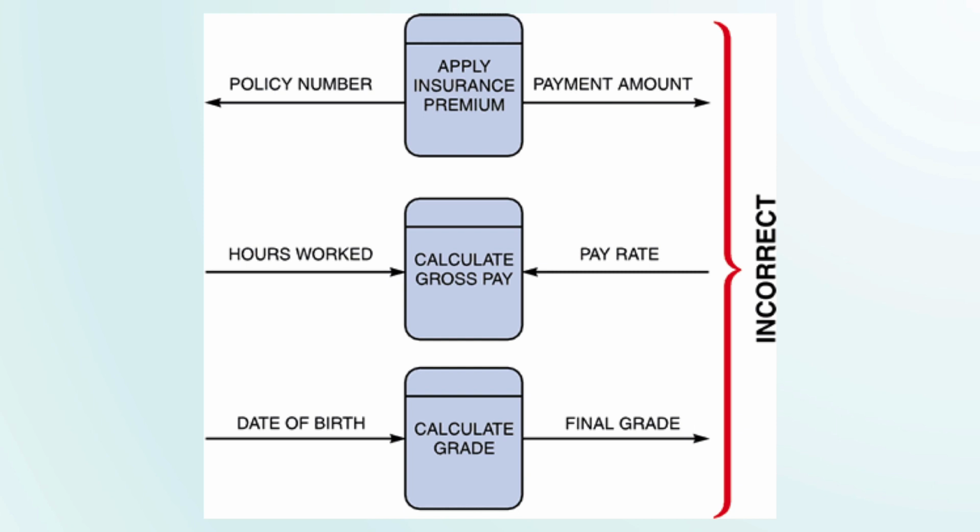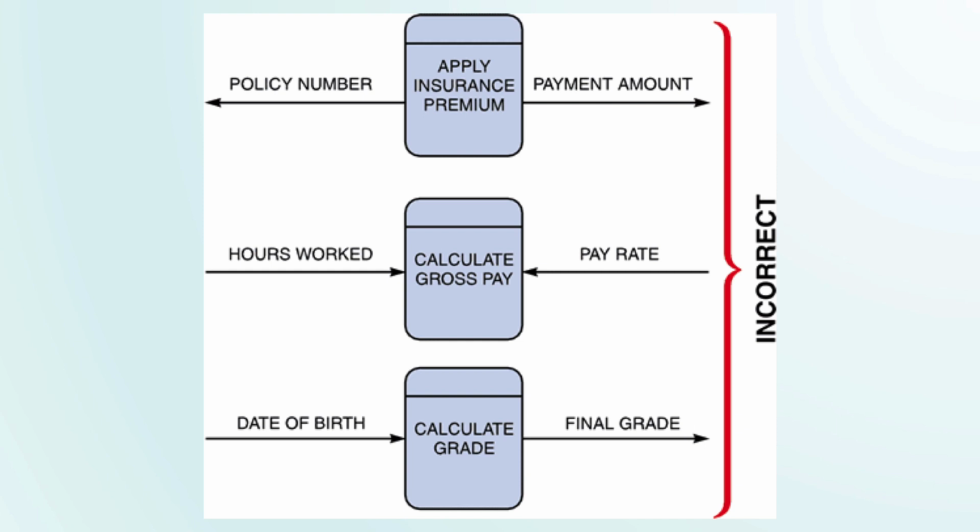The second incorrect DFD is the black hole, where there is no output. It only has two inputs here, hours worked and the pay rate, and the process is to calculate the gross pay, but there is no output from the calculation. This situation is known as the black hole.